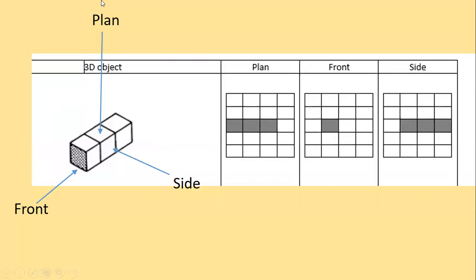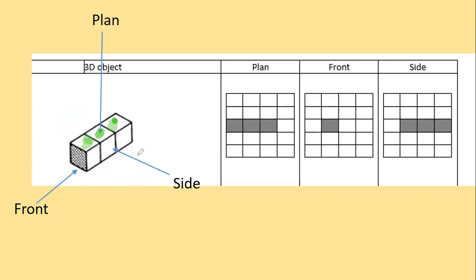The first one is quite a straightforward shape. Okay, so the plan is how it looks if we were to look down on it from the top. So looking down this way here, we would just see 3 squares in a row. Okay, so we'd only be able to see that one there, that one there, and that one there. Okay, so we'd only see those 3. And so we've got the 3 squares in a row on the plan drawn on the right hand side.